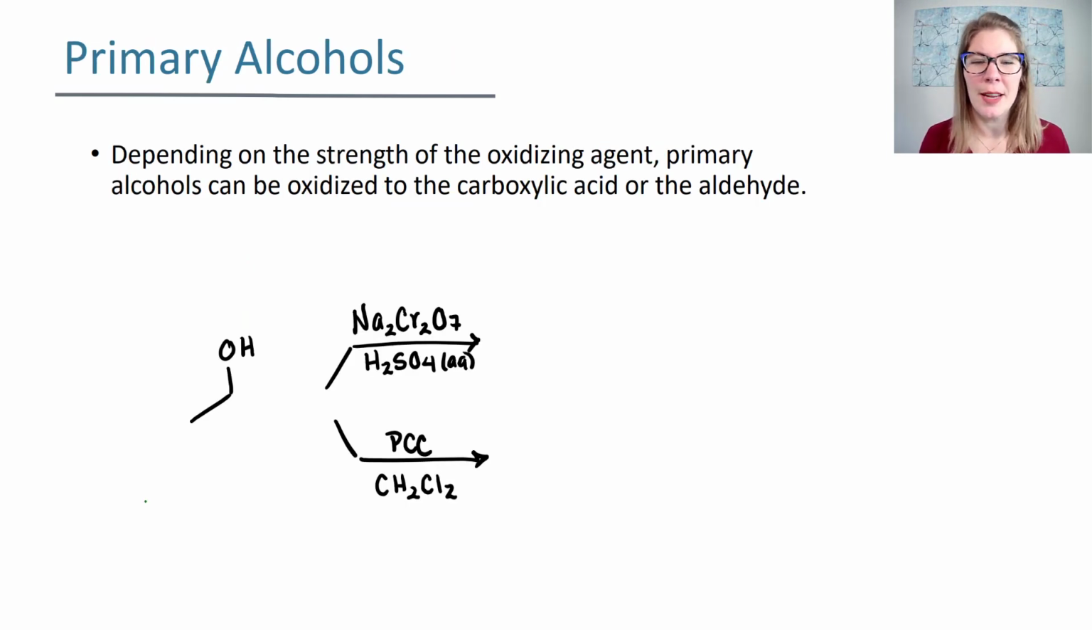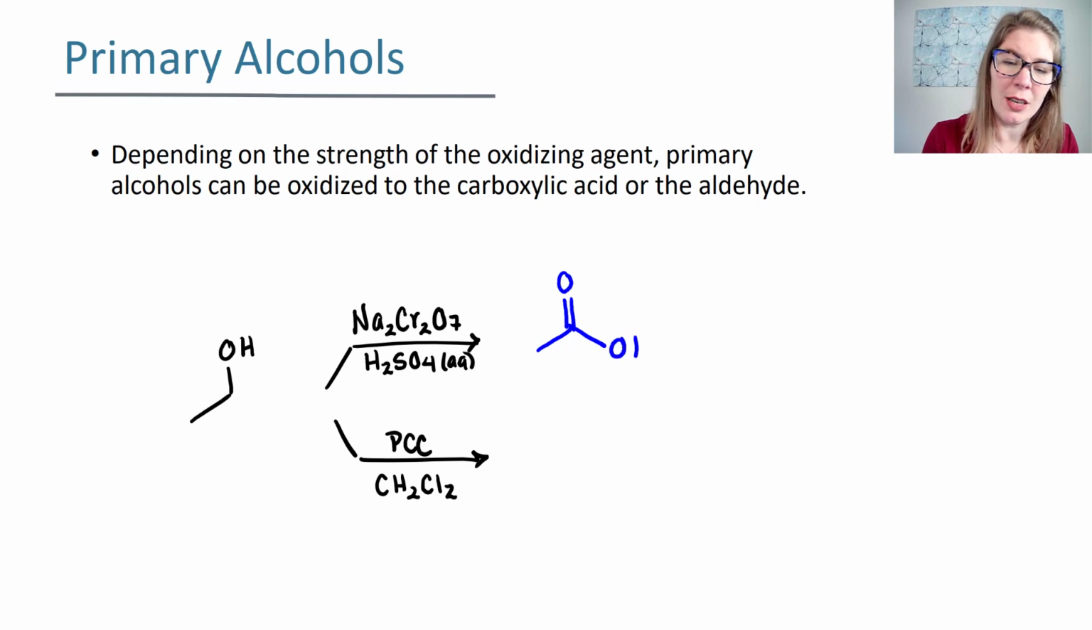Let's focus on primary alcohols first. Primary alcohols can either go to the carboxylic acid, so be all the way fully oxidized, or they can stop at the aldehyde. And your product depends upon the strength of the oxidizing agent. If you're using this first one, this is strong enough to take you all the way to the carboxylic acid. This is a reaction where you're creating chromic acid within the flask, right? You're adding sodium dichromate and H2SO4.